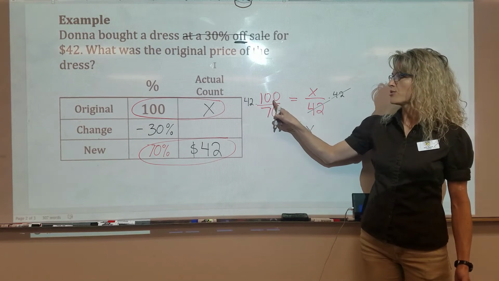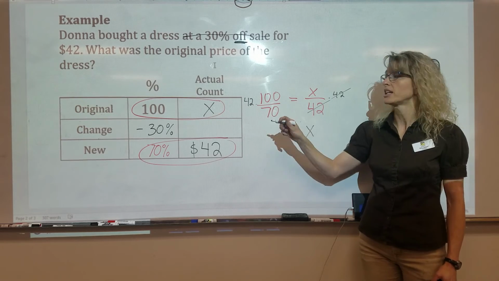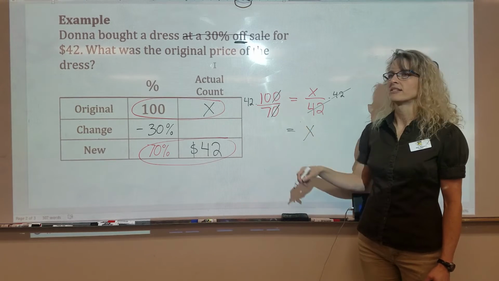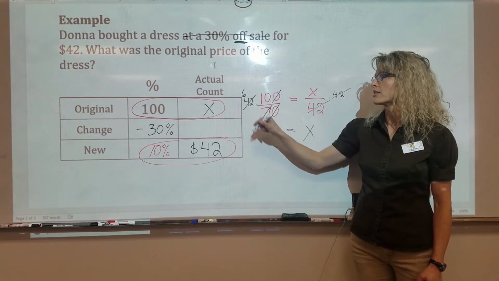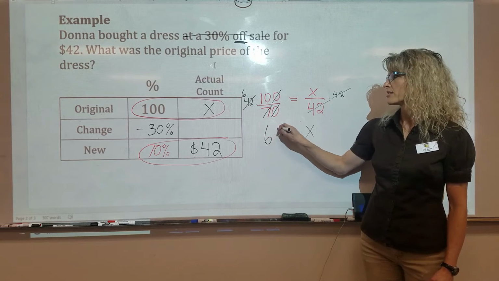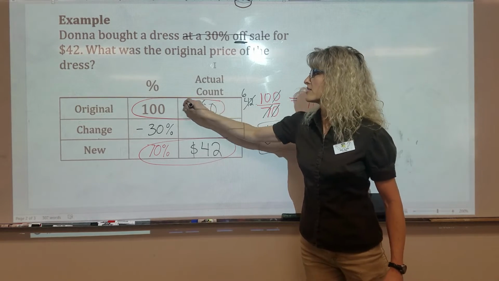So I'm just going to go 42 times 100 divided by 70, and I'm going to simplify before I calculate. Look, divide by 10, divide by 10. Divide by 7, divide by 7. 6 times 10, boom. Now we just saved a bunch of calculator work. $60.